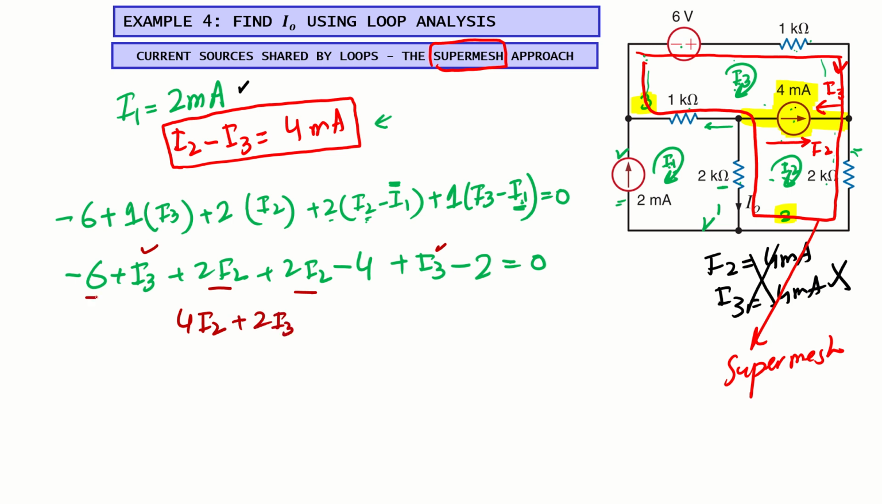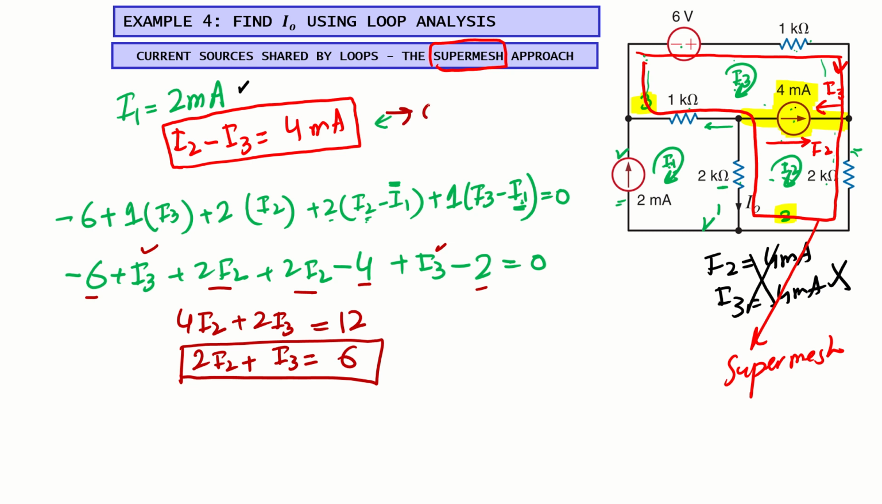So what are the constants? Minus 6, then minus 4, minus 10, and this minus 12. So that will be minus 12, and it goes to the other side and becomes plus 12. Or I can simply write this equation, if we divide it by 2, as 2 times I2 plus I3 is equal to 6. I can call this equation 1, and this is my equation 2.